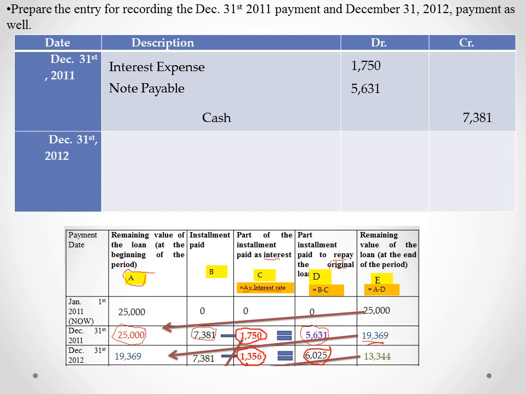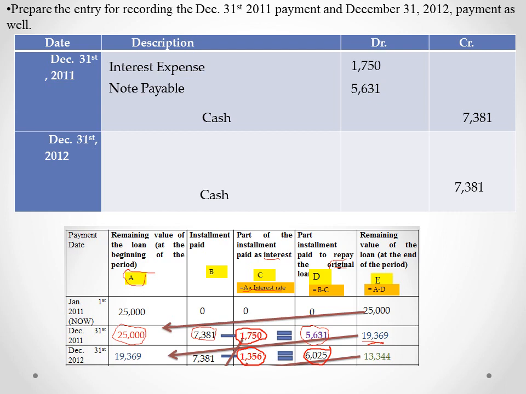Why did it decrease? Because she repays part of the loan each year. So now Randa will debit notes payable by 5,631. This is column D for December 31st, 2011, to represent that she repaid part of the loan. When she repays part of the loan, her liabilities decrease. So this is the first year, December 31st, 2011.